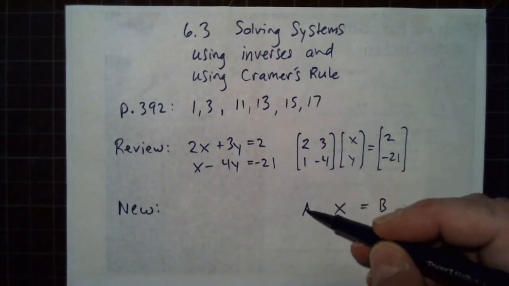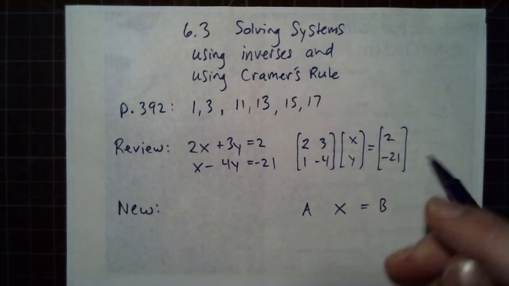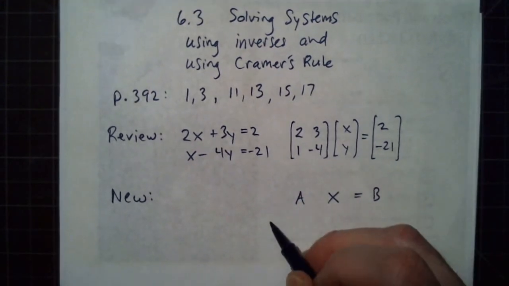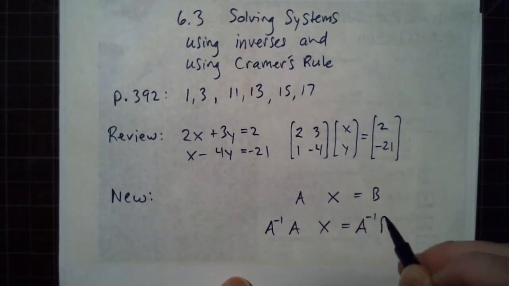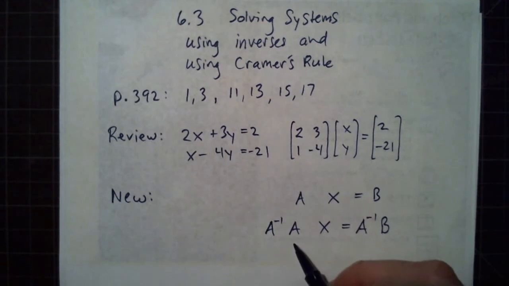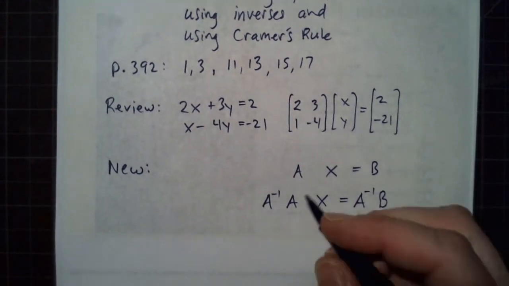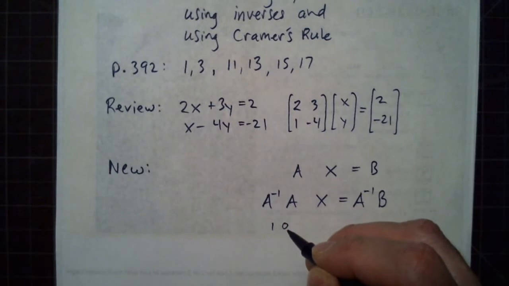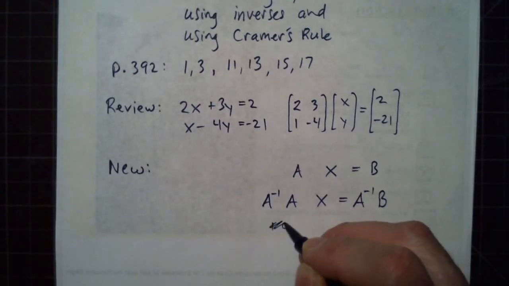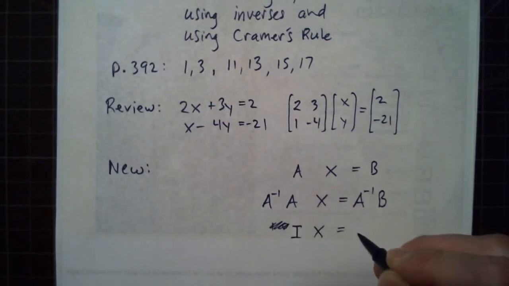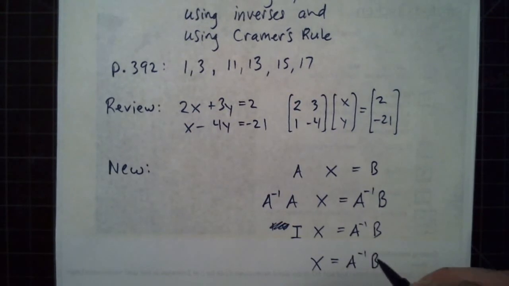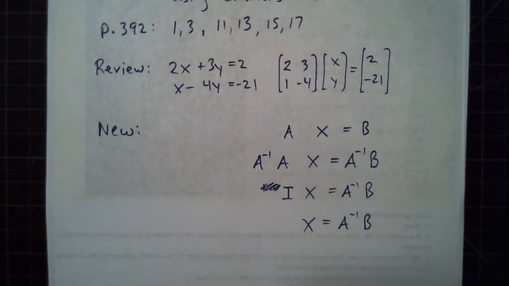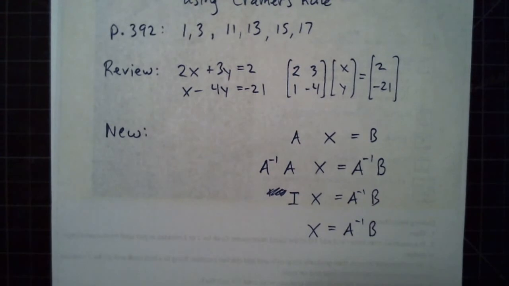Here, if we just say that's matrix A, that's matrix X, and matrix B, what we're going to do today is multiply by the inverse of A times A and the inverse of A times B. This is the identity matrix. So that would be I times X. Identity matrix times X is X. So we know that X is the inverse of A times B. That's what we're going to do for part of today's lesson.